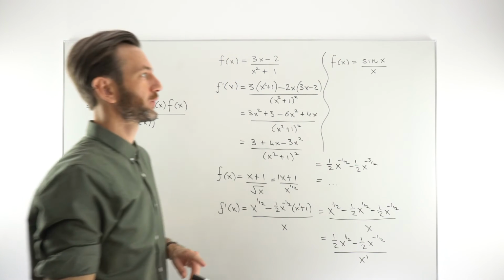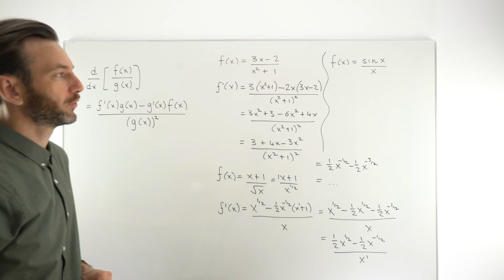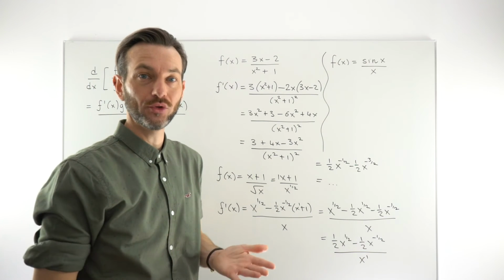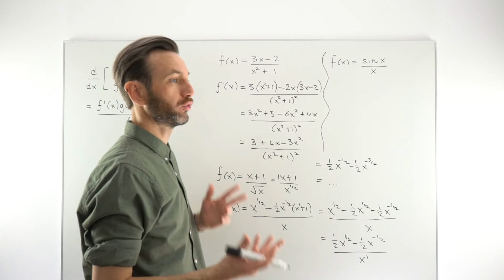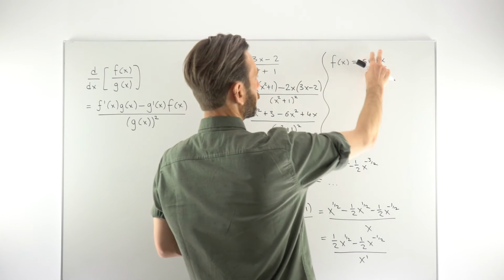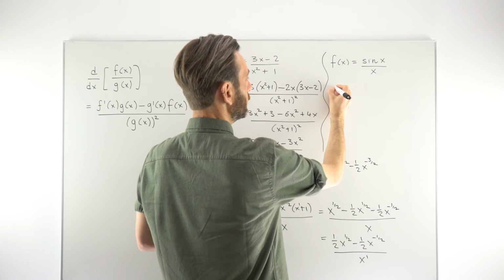So f of x equals sine x over x. So just always asking yourself for these questions, is it in the correct format to use the rule that I think I should use? So the quotient rule definitely applies here. We've got a function over a function, so we can go straight into using the rule.